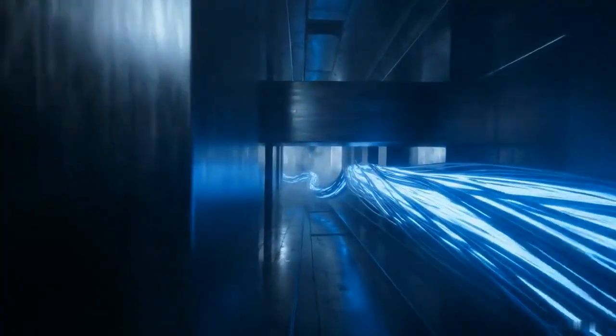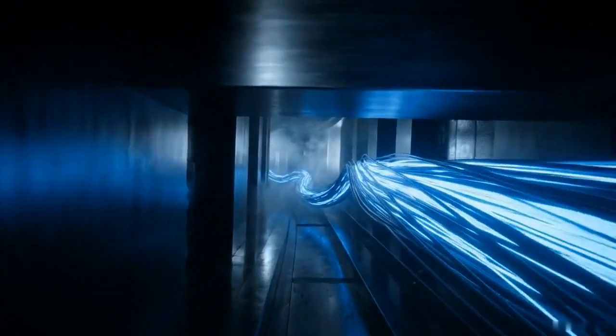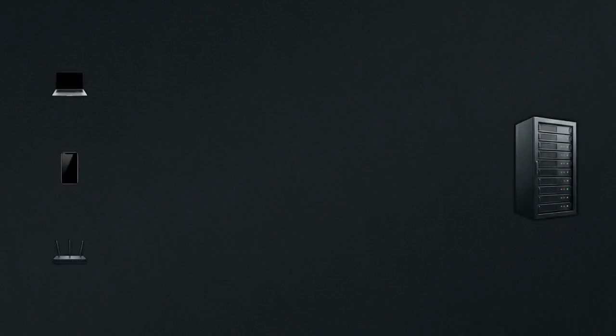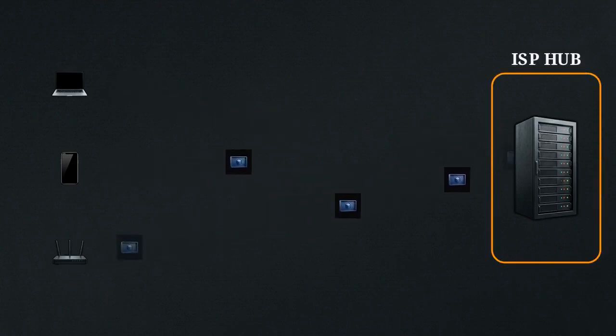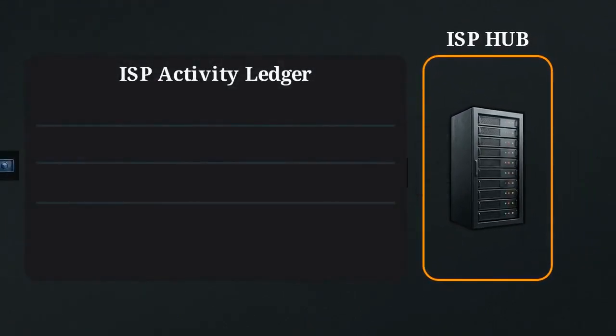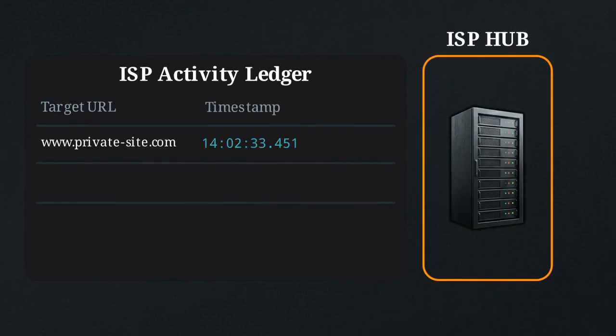Your request leaves the local infrastructure and merges onto the broader regional network. This animation tracks the data flow as it heads toward a massive, centralized internet service provider hub. Every single piece of outgoing traffic must pass through this mandatory regional toll booth. As it passes through, the ISP logs the details. They record the exact URL you are requesting and the precise timestamp of your connection down to the millisecond.